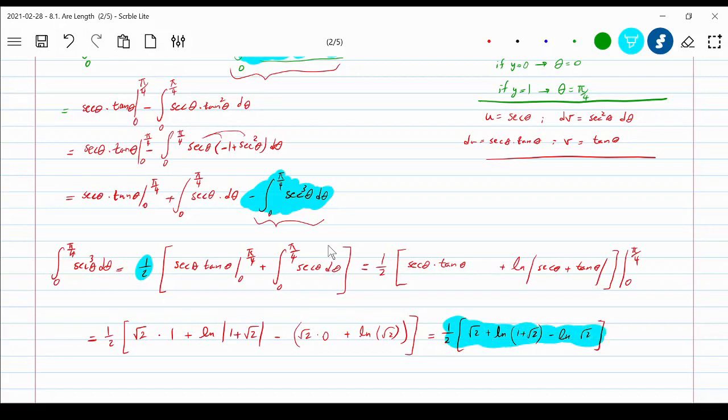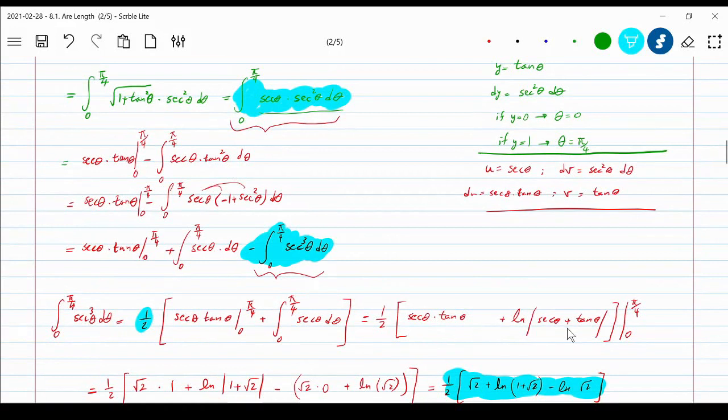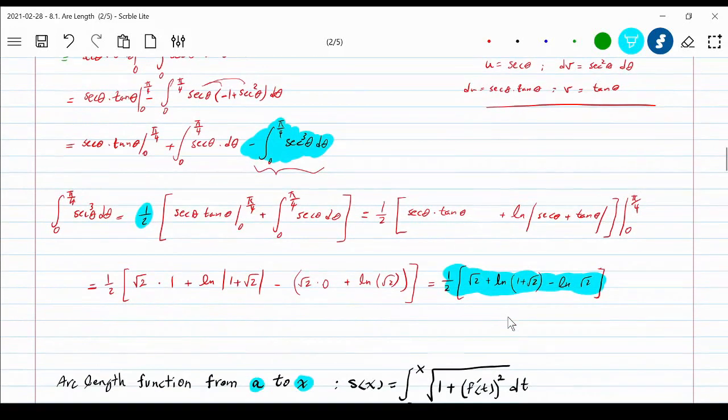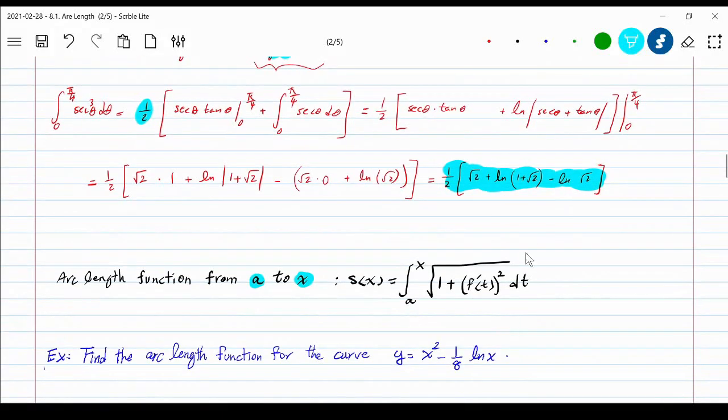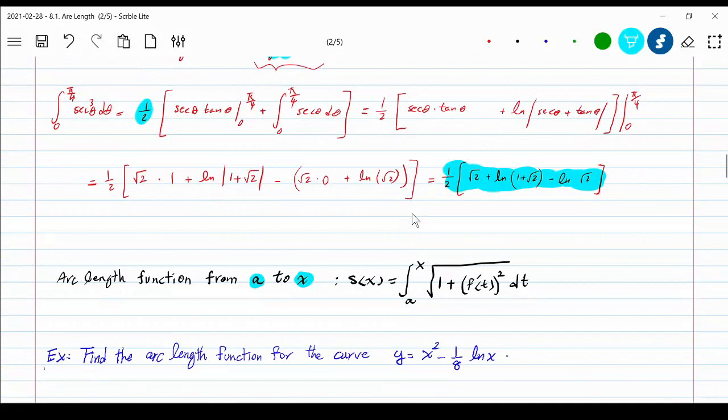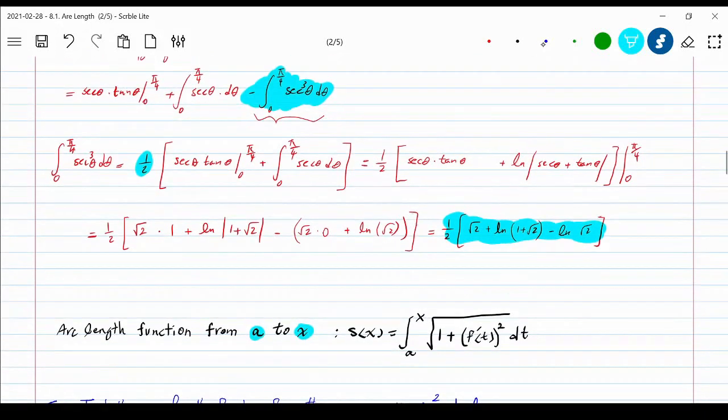Okay, so it took a long time to calculate the integral, but we found a number that represents the arc length. So these are our arc lengths over an interval, but similar to how the derivative at a point gives you the slope of the tangent line, you can extend the arc length starting from a point to any other point and represent the length as a function.